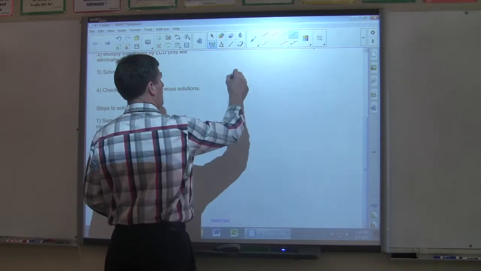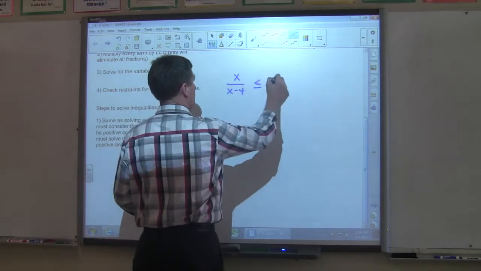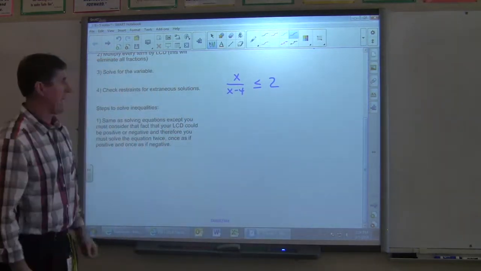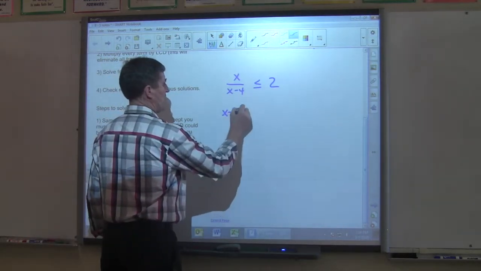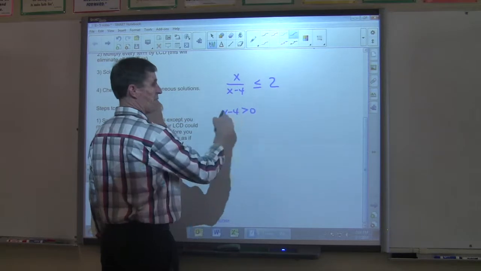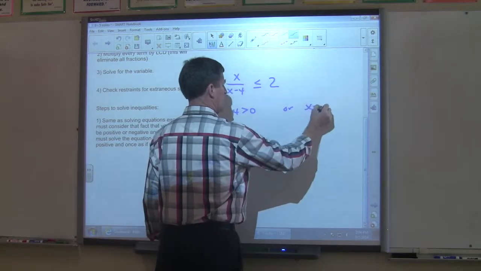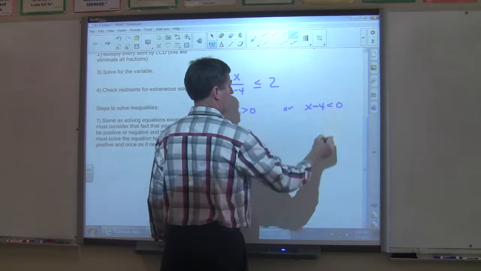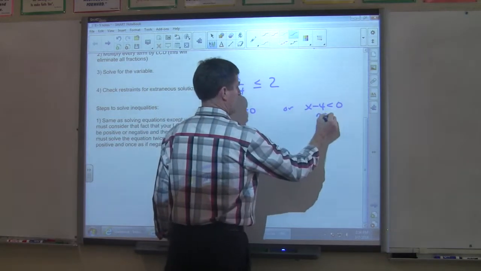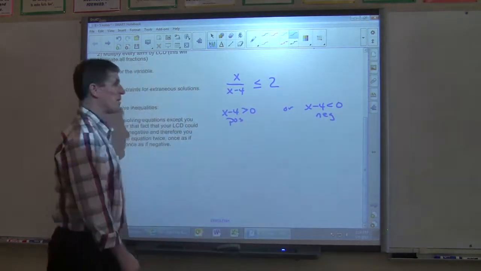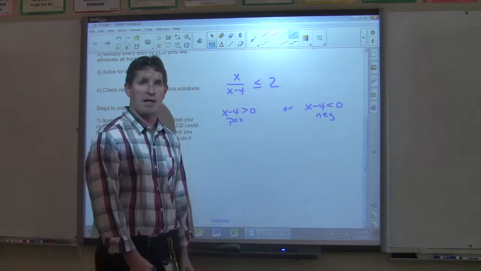Third example we'll go over is x over (x minus 4) is less than or equal to 2. So we have to do this two separate ways. We have to do it as if x minus 4 is greater than 0, because that would mean it's positive, or as x minus 4 is less than 0, because that would be negative. Now it's an or statement because it can't be positive and negative at the same time.